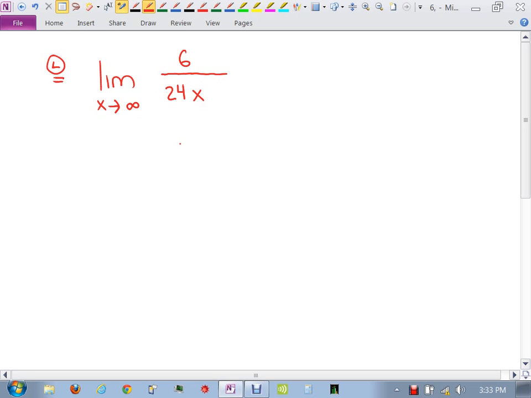That's right. We do not have L'Hopital anymore, okay? Because what we have now is fixed over infinity. And where does fixed over infinity go? 0.